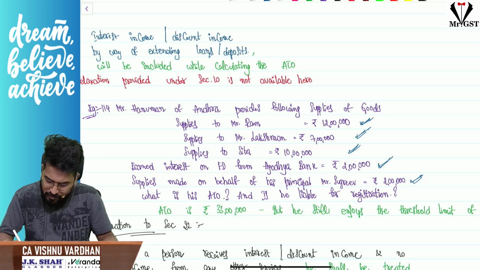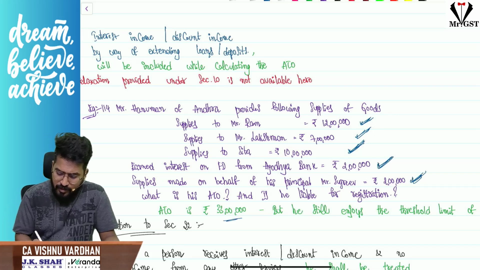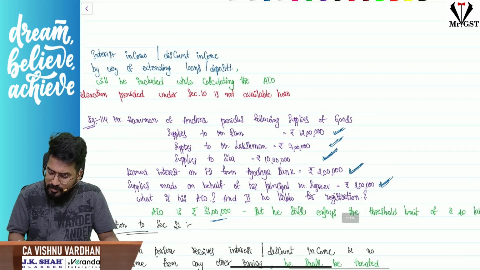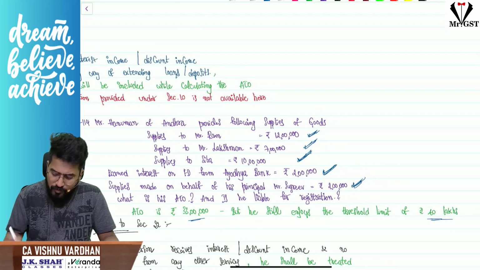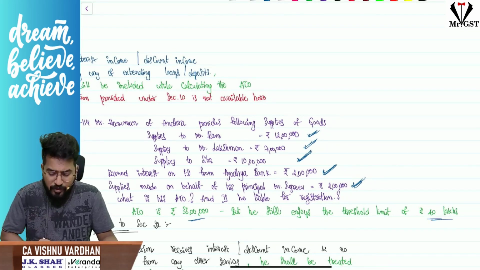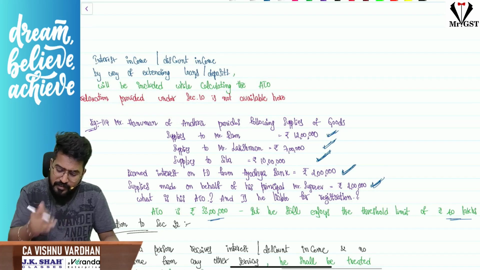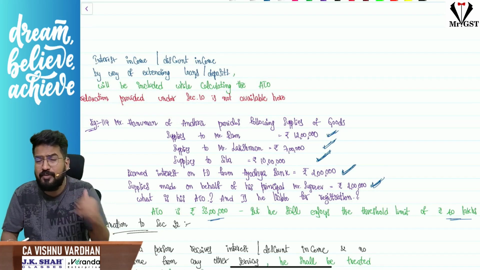12 plus 7, 19, 29, sorry, 29 plus 4, 33 lakhs. Sir, aggregate turnover is 33 lakhs, but still he enjoys the threshold limit of 40 lakhs. Sir, what is this I am trying to tell here? First of all, understand, his aggregate turnover we have understood, whether he is liable for registration or not.